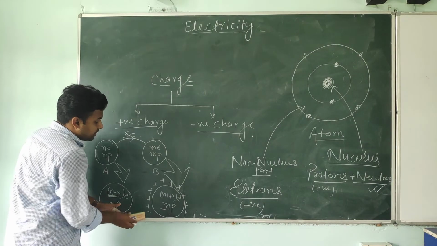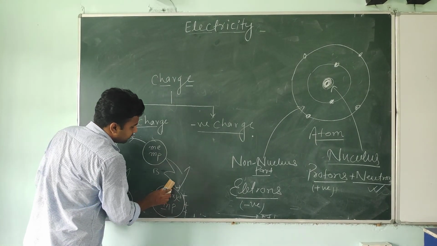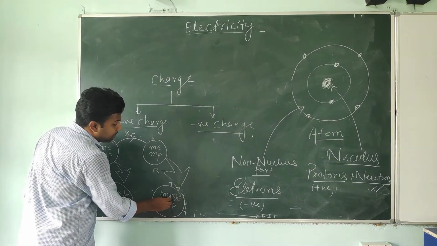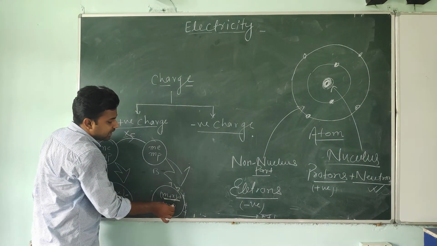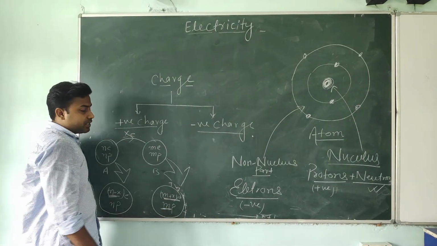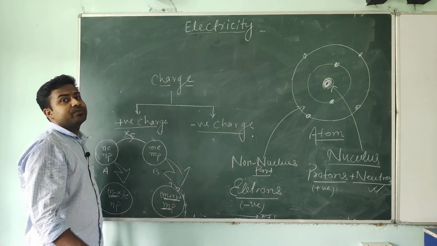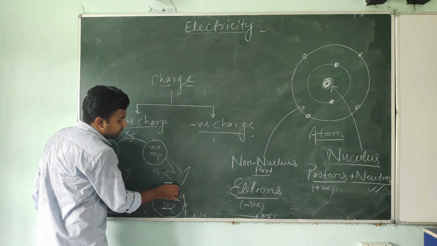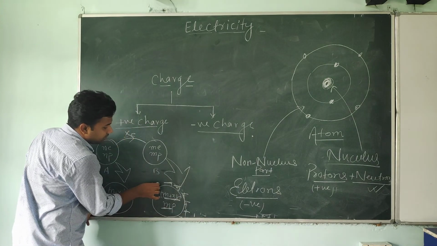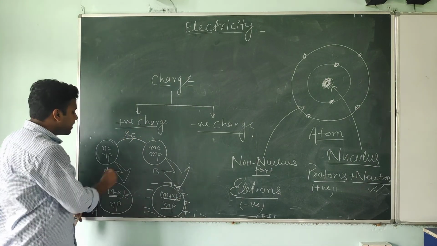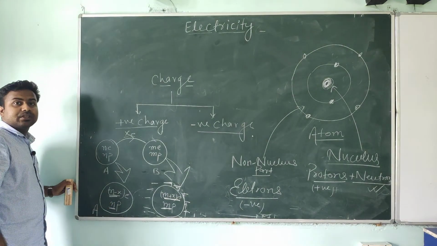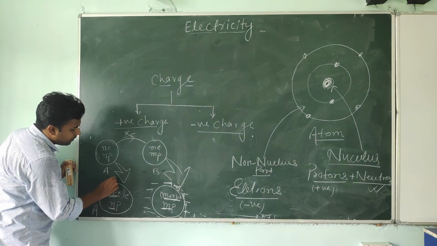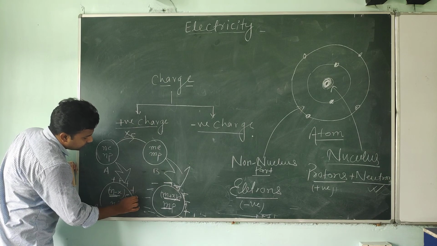Sorry, one minute. It is having more number of electrons, not protons, sorry, more number of electrons as compared to protons. It means it has more negatively charged particles, so it will be negatively charged. And look at this, it has more number of protons as compared to electrons, so it will be positively charged. Is it or not?